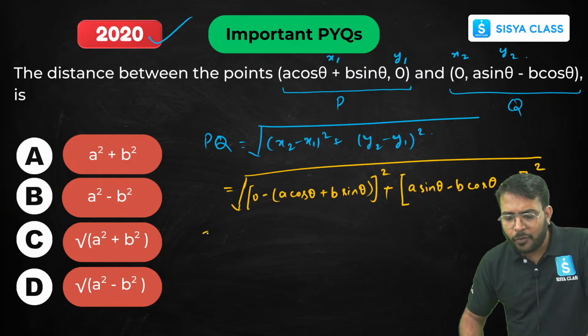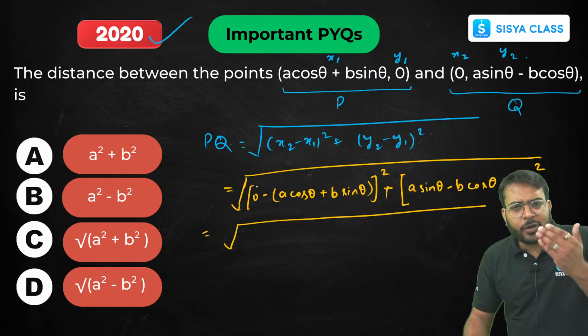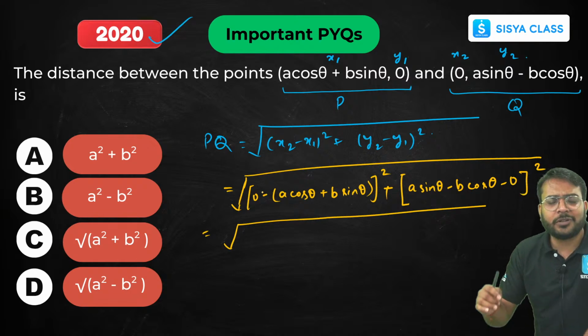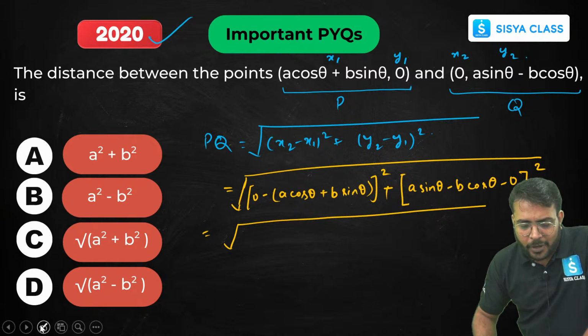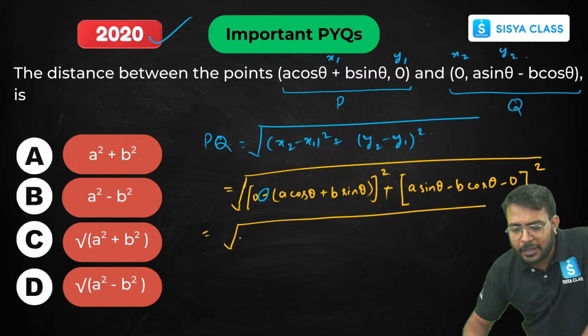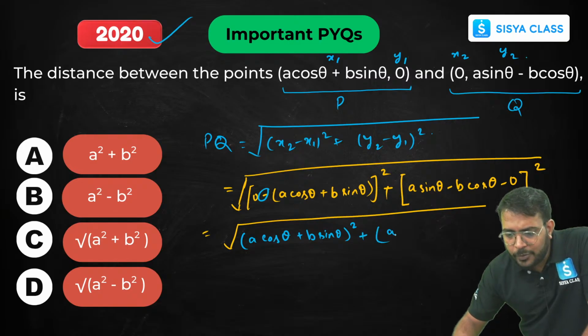All right, now just solve this, beta. So here we are going to have what? 0 square means 0. 0 minus something, the same thing we are going to get, and the square of a minus is going to be positive. The minus, when you take its square, becomes positive. And here what will be left, beta? You will be left with (a cos theta plus b sin theta) whole square, and here what will be left is (a sin theta minus b cos theta) whole square.